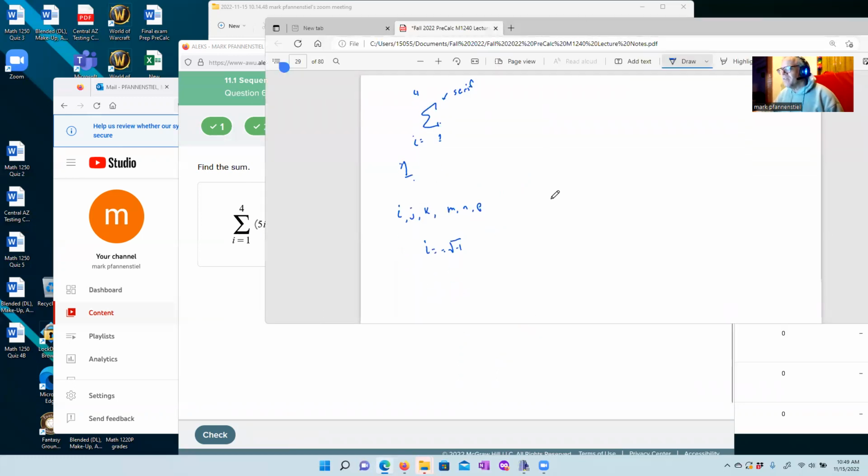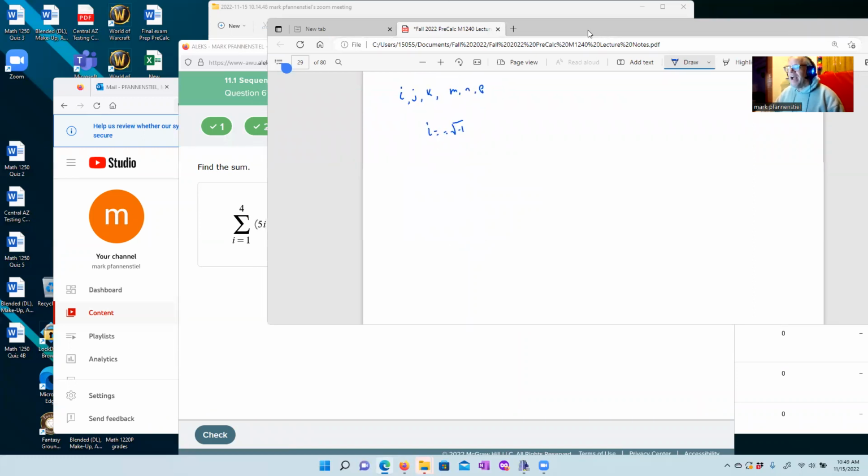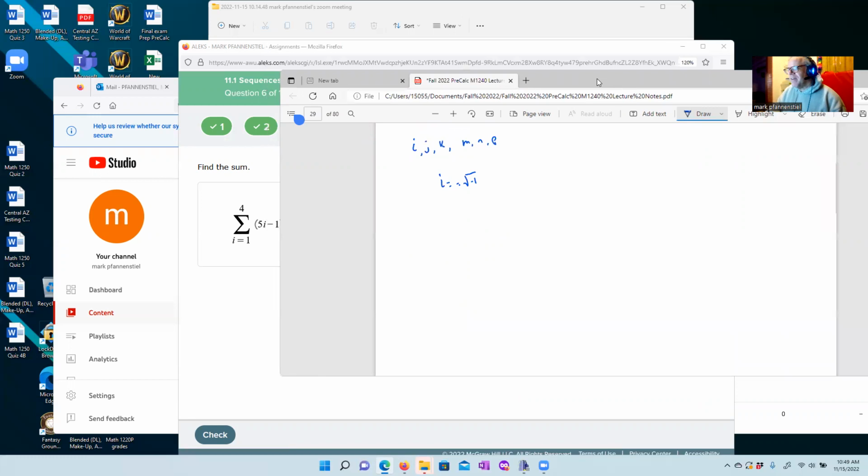So I'm going to make a little table for myself here and then add them up. So we have 5i minus 1. We've got to go from i equals 1 to 4. So when i equals 1, we have 5 times 1 is 5. 5 minus 1 is 4.